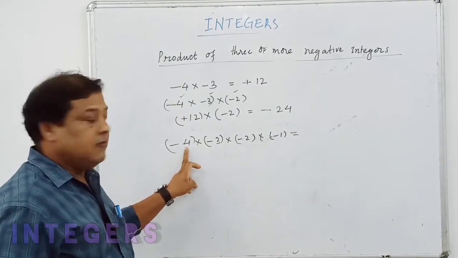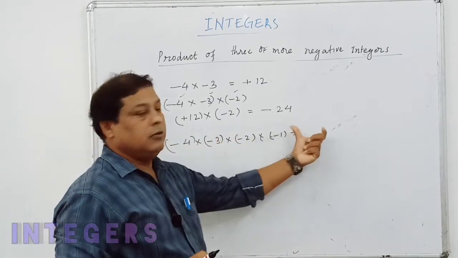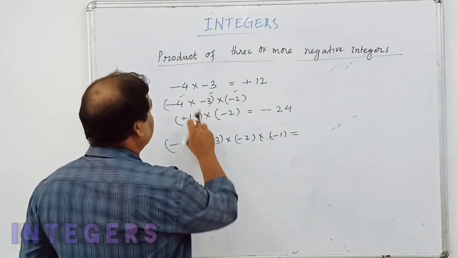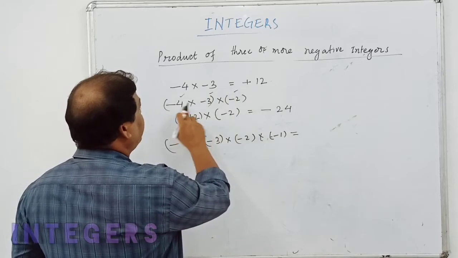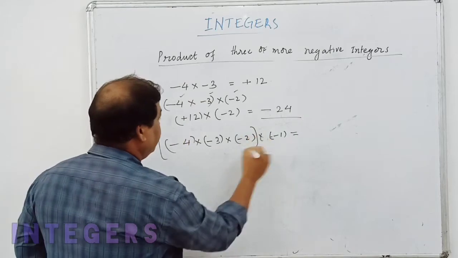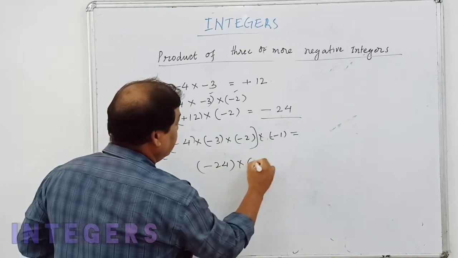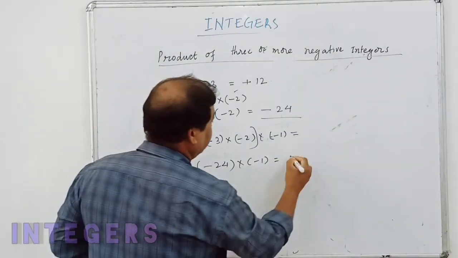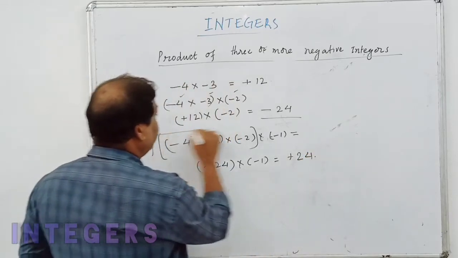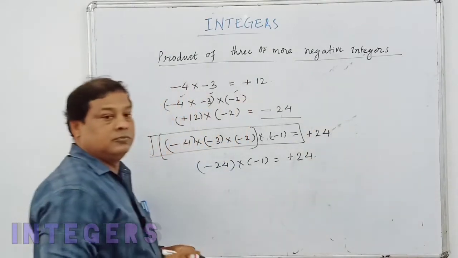Minus 1, minus 3, then minus 2, minus 4. So 4 negative integers. Now we have to multiply. The result will be: 4 threes is 12, and 12 into minus 2 will be 24. That means minus 4, minus 3, minus 2 gives minus 24. Then here minus 1. So negative and negative sign, it comes positive. 24 into 1 is 24. So 4 negative integers give a positive integer, plus 24.